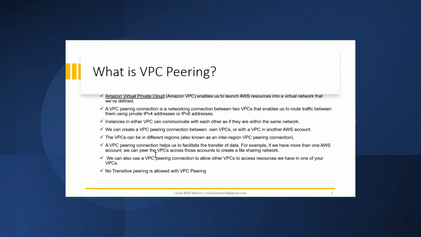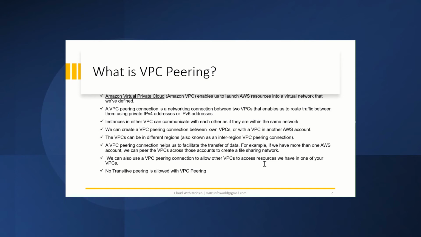So VPC peering helps us to transfer data. Say, for example, we have more than one account, as we just discussed. Then we can peer the VPCs across these accounts to create a file sharing network. Another use is that we can also use a VPC peering connection to allow other resources to access resources we have in one of our VPCs. So that's what I was talking about.